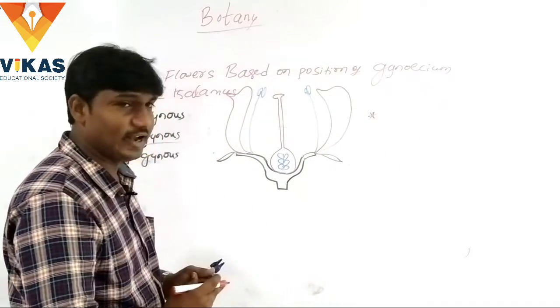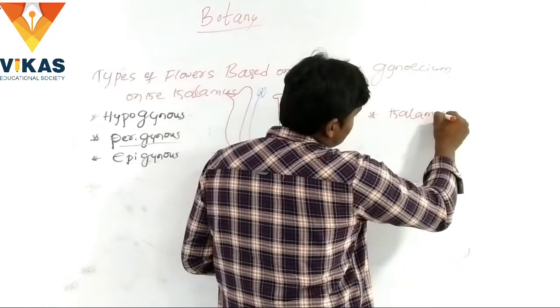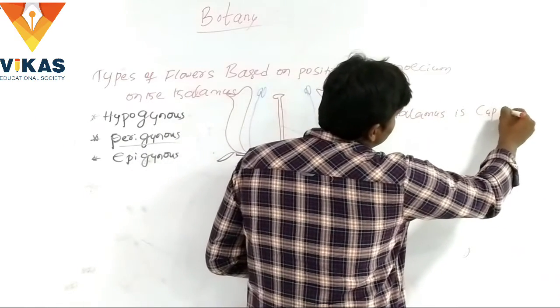Next, perigynous. The thalamus is a cup-like structure.